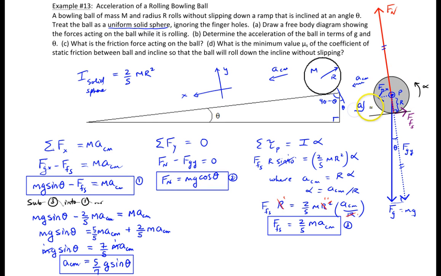There's the free body diagram over here. And now the answer for part B has been completed. It's right over here. So let's move on to part C. What would be the force of friction acting on the ball? Now we have it over here.